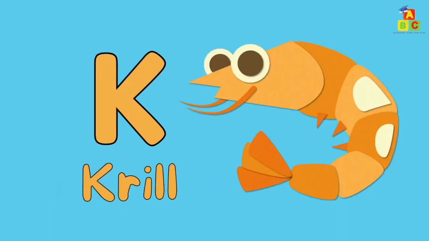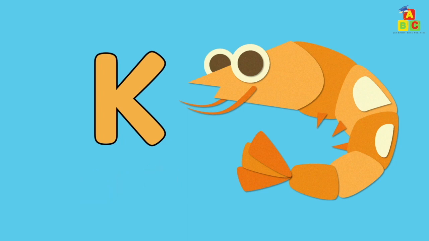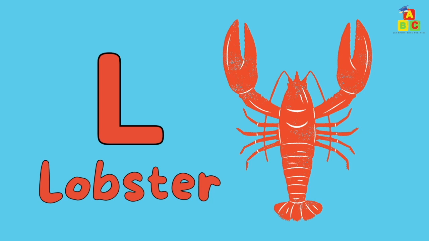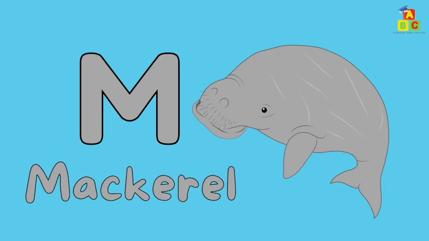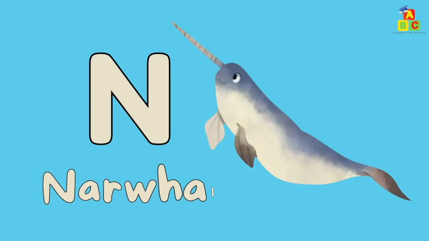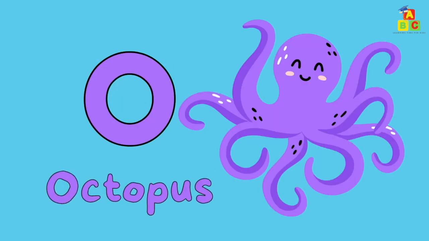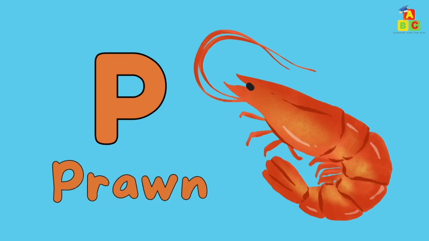K is for krill. L is for lobster. M is for mackerel. N is for narwhal. O is for octopus. P is for prawn.